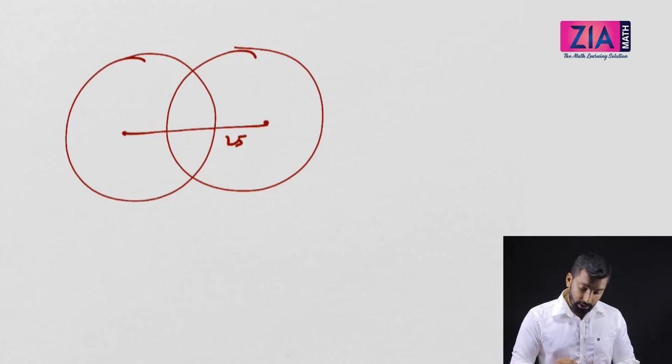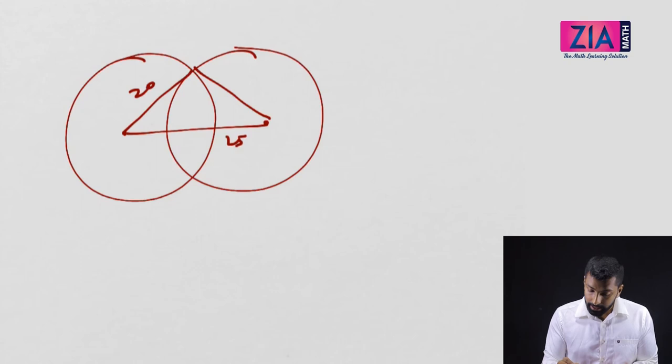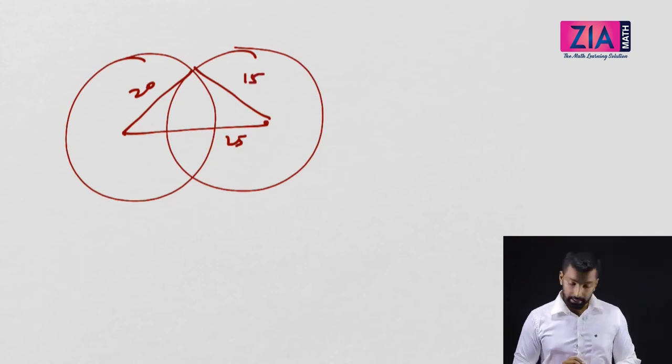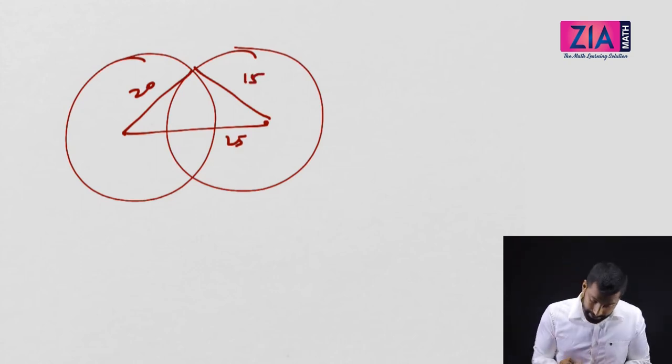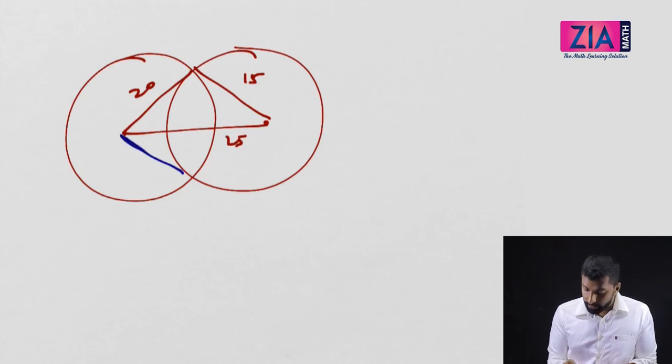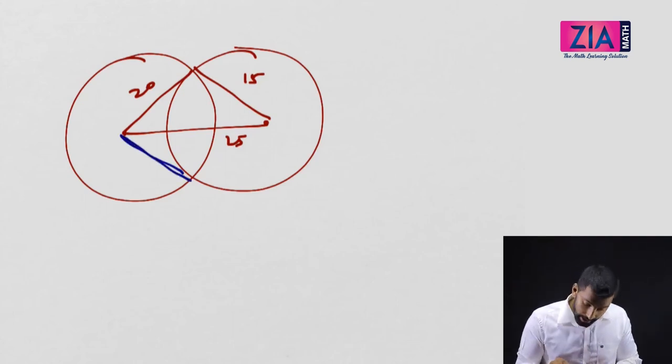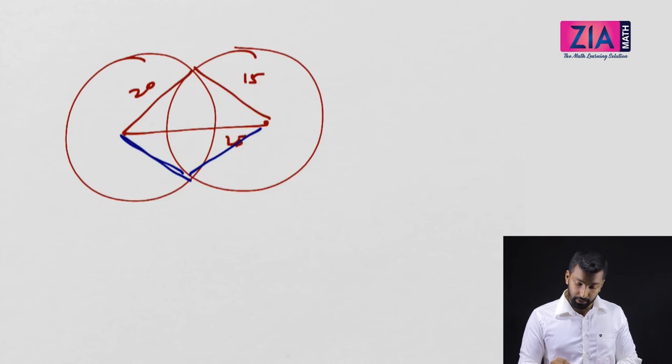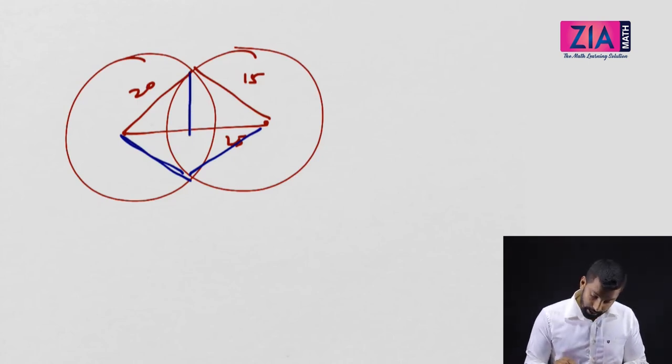So I give you the radius of this circle as 20, and this circle's radius is 15. If you extend this, this is nothing but the radius itself, and this is nothing but the radius itself. So this is 15 and this is 20, right? And what I can ask you is this common chord, its total length.